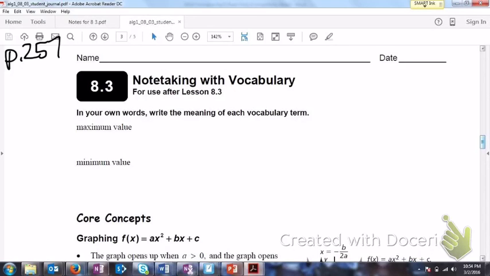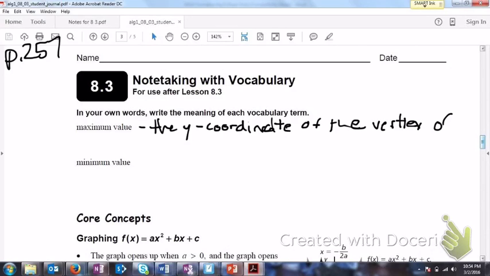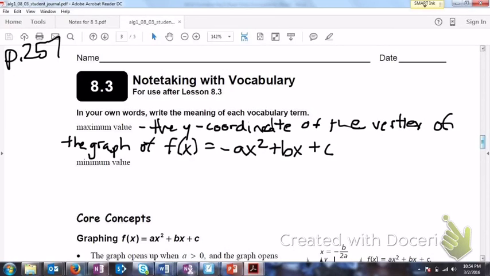The first one is the maximum value, and we want to write in a little definition here. The maximum value is the y coordinate, or the y value, of the vertex of the graph of f of x equals a negative ax squared plus bx plus c. You'll notice that a is negative.